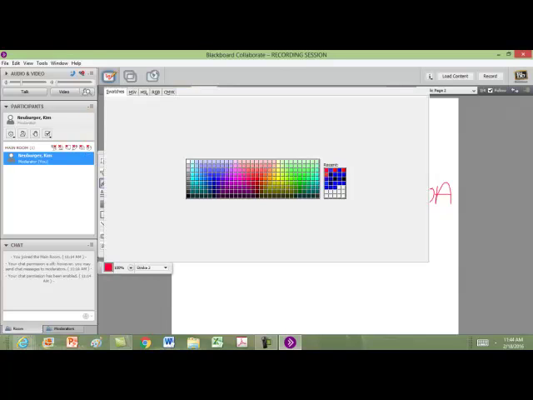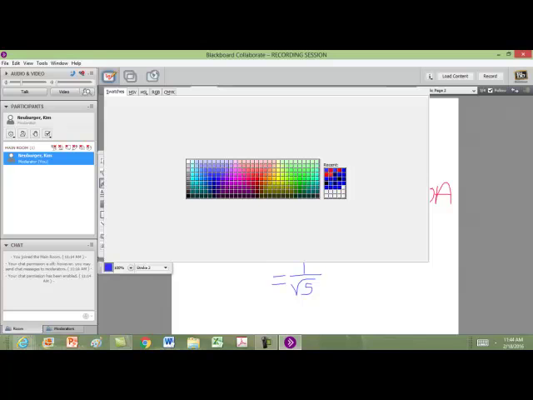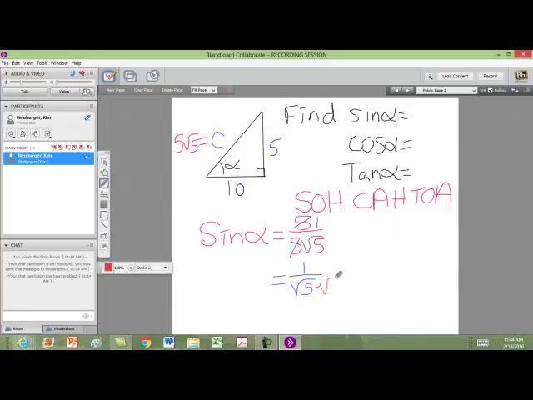Notice that the 5 in the numerator and the 5 in the denominator can cancel. 5 goes into 5 once. That gives us 1 over square root of 5. But now we have a radical in the denominator. We need to rationalize that. And in order to do that, we need to multiply the top and the bottom by the square root of 5. So let's do that. That gives us square root of 5 over square root of 25. And square root of 25 is 5, so this simplifies into square root of 5 over 5.